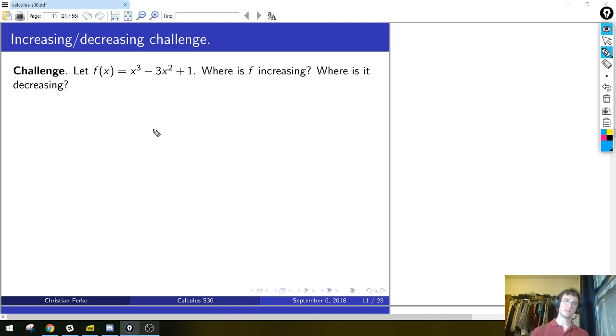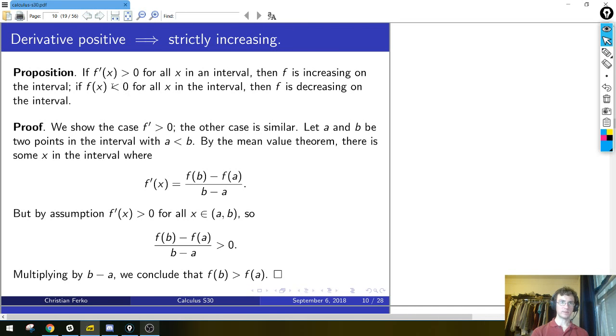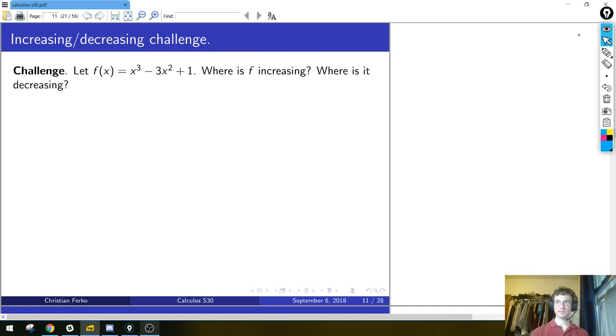So what do I need to do to find where f is increasing or decreasing? I guess, let me think. Would factoring help us? I don't even know if this can be factored. Never mind. Yeah, I think that'd be hard. So, well, we have a nice theorem for this, right? So we just proved that you can find where it's increasing or decreasing by looking at whether the derivative is positive or negative, right? So what should we do here then?